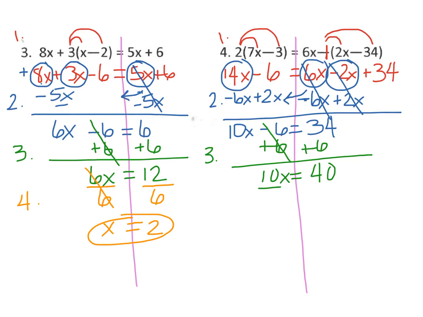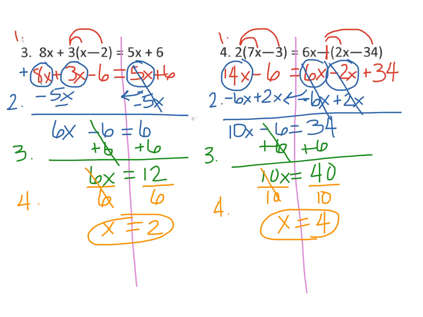And then finally, divide by, whoops, I need to change my color. Step 4 is orange. Divide by your coefficient. All right, and so I have x equals 4. And that is my final answer.